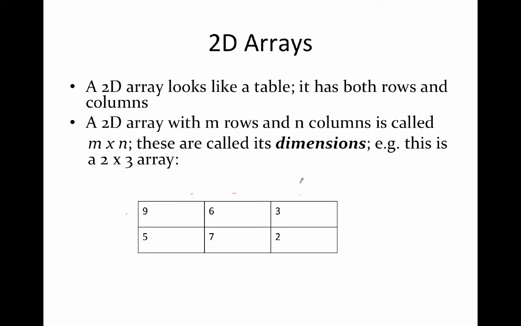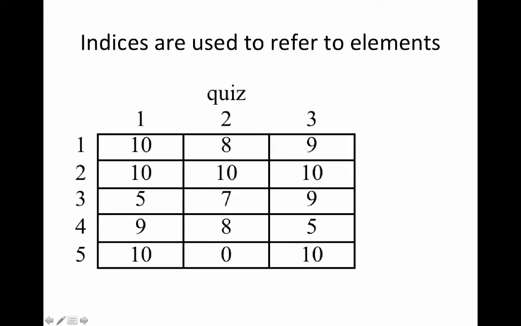So again, the indices are usually either going to start at 0 or at 1. If the indices start at 1, then these are the first 2 rows and these are the 3 columns. So we use the indices to refer to elements.